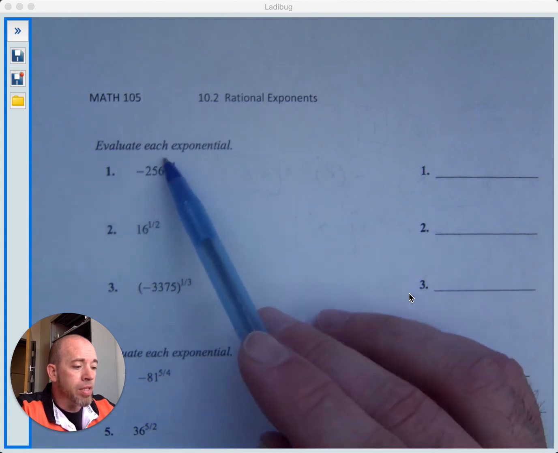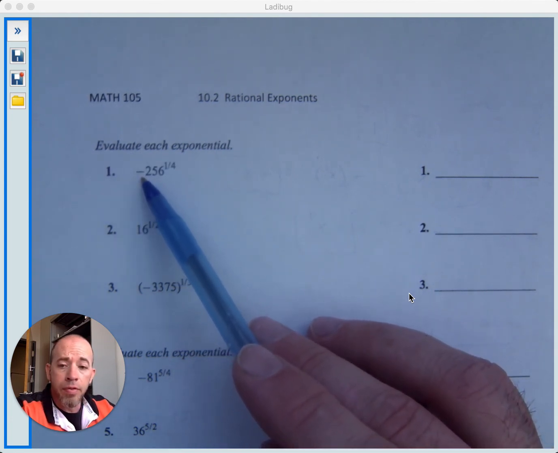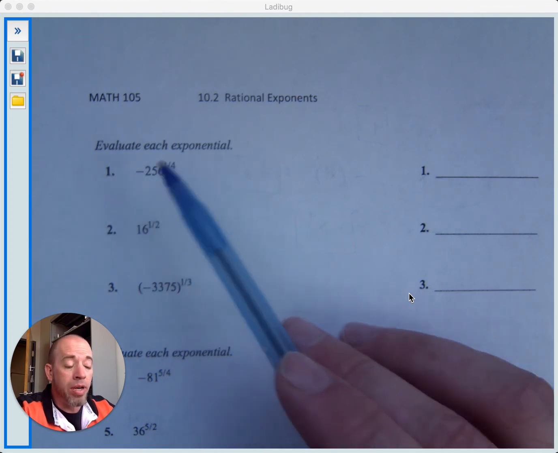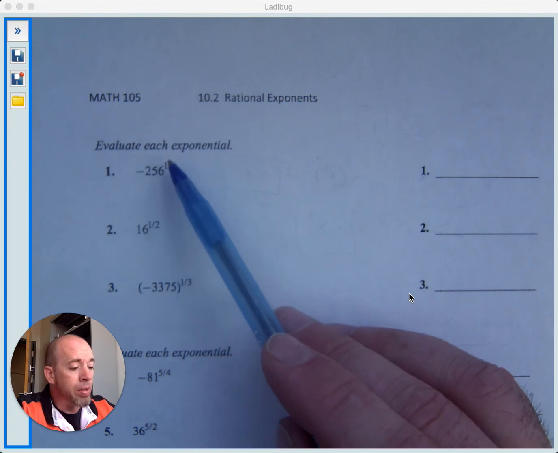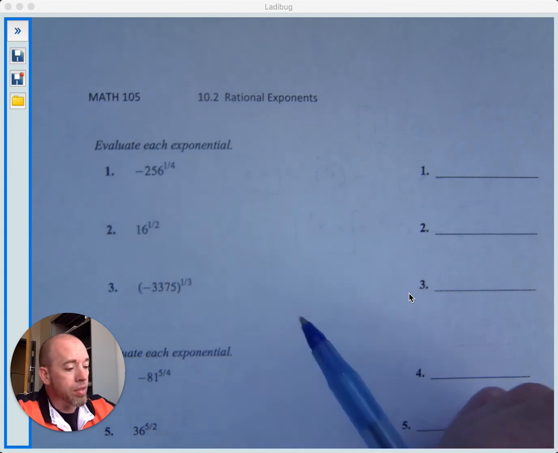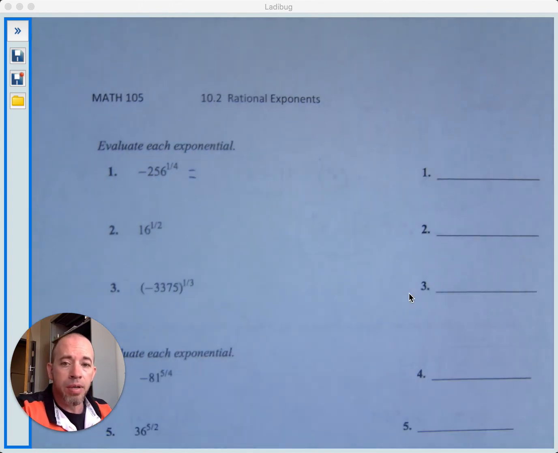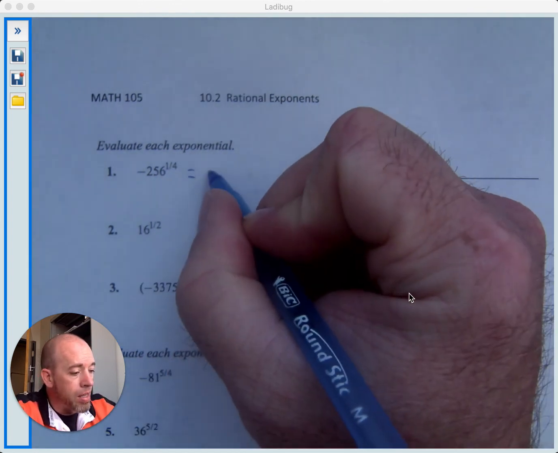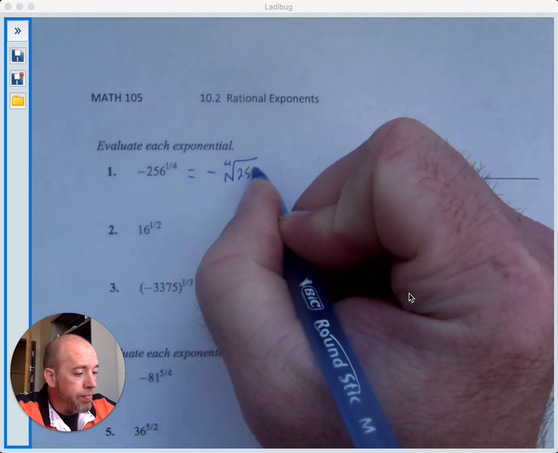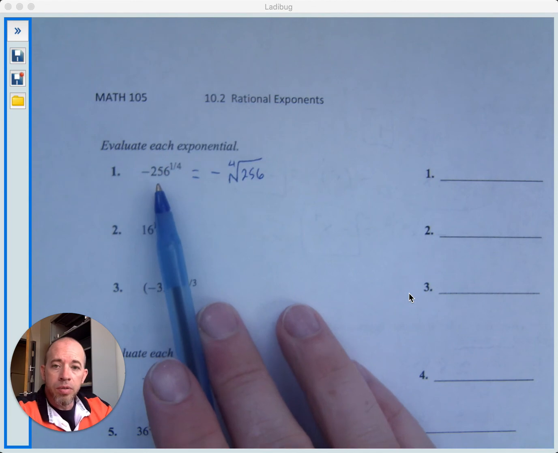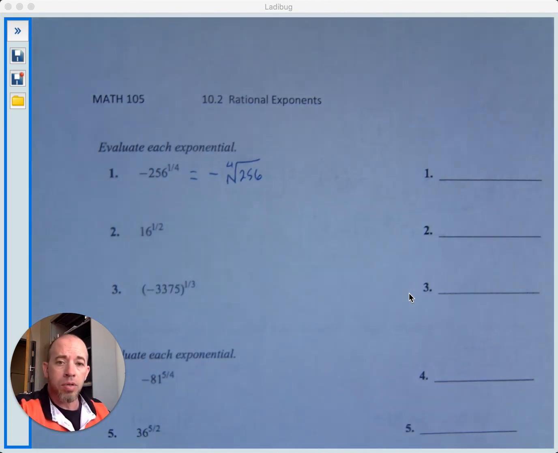Now if you see an expression like this, with a negative, you have to follow order of operations. Order of operations tells us we have to do the exponent first and then apply the negative. So we take 256 to the 1/4 power and then apply the negative. This is the same as negative fourth root of 256. Now there is a way to do fractional powers on a calculator, and I could show you that, or you could use the fourth root.